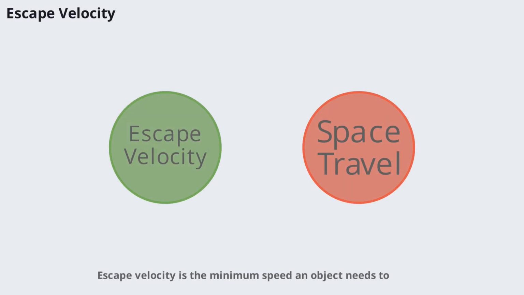Escape velocity is the minimum speed an object needs to break free from a planet's gravitational pull without further propulsion. For Earth, this speed is about 11.2 kilometers per second. If a rocket reaches this velocity, it can leave Earth and travel into space. Escape velocity depends on the mass and radius of the planet. This concept is crucial for space missions, as it determines how much energy is needed to launch spacecraft.